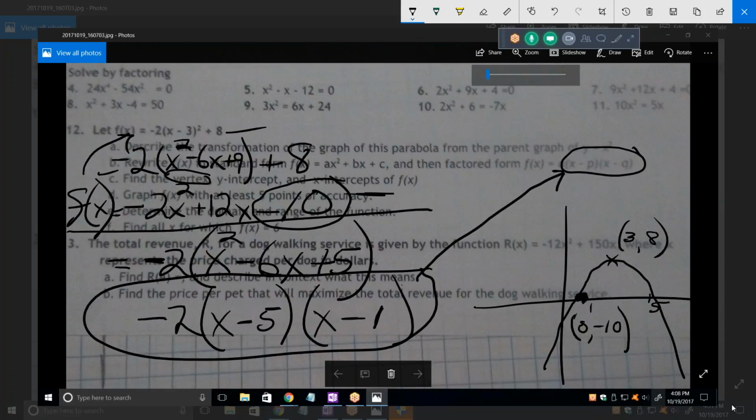I've got to erase what D says. Graph it with at least 5 points of accuracy. Well, how many points do we have so far? 3. I actually have 4, because we have this y-intercept. All right. Well, if I know that point, I know that point, because everything is symmetrical about that line of symmetry. What's that point right there? What's halfway between 1 and 5?